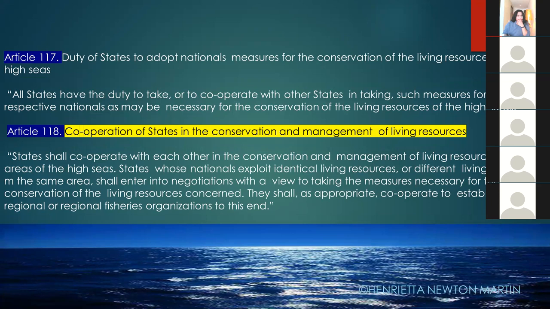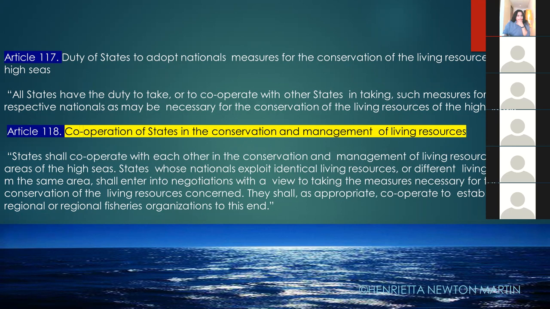Article 117 talks about the duty of the states to adopt national measures for the conservation of living resources of the high sea. All states have the duty to take, or to cooperate with other states in taking, such measures for their respective nationals as may be necessary for the conservation of the living resources of the high sea. And 118 talks about cooperation of the states in the conservation and management of living resources.